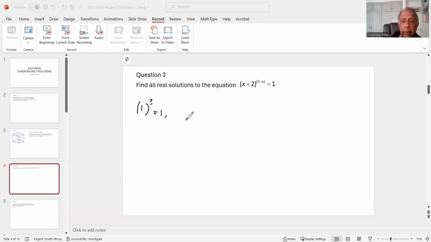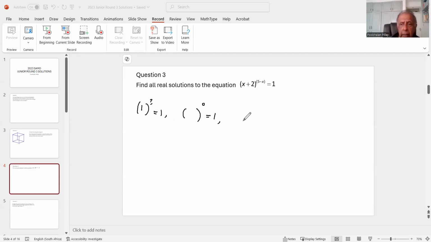Or you could have the index is 0. I don't know if you are aware, but if you take any number and if you raise it to the power of 0, you get 1. Any number. Right? This is done in grade 9, I think, but just take it for as read for those people who are in grade 8. Any number to the power of 0 is 1.